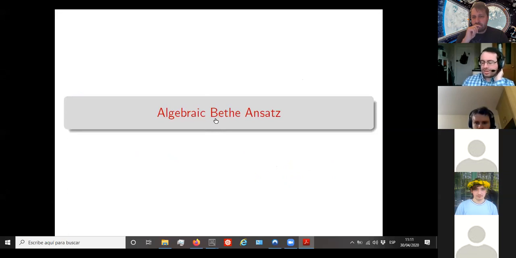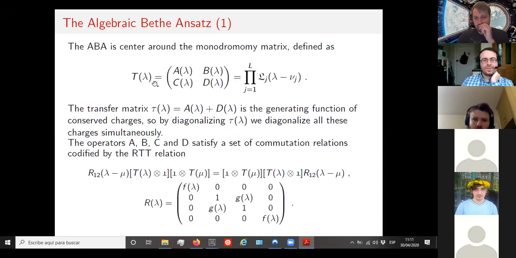But let me go to the part we are interested in, how to compute the scalar products in the algebraic Bethe ansatz. I'm going to review a little bit about that. The central part of the algebraic Bethe ansatz is always the monodromy matrix, which is the product of L matrices, which depend on the spectral parameter and some set of inhomogeneities. We can write the monodromy matrix as these four operators, A, B, C, and D. And the transfer matrix, which is the trace of the monodromy matrix, is the generating function of the conserved charges of the system associated to the monodromy matrix. So we can diagonalize this transfer matrix, and we can diagonalize all the conserved charges of the system simultaneously.